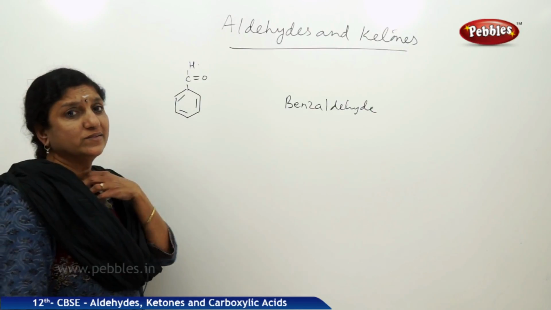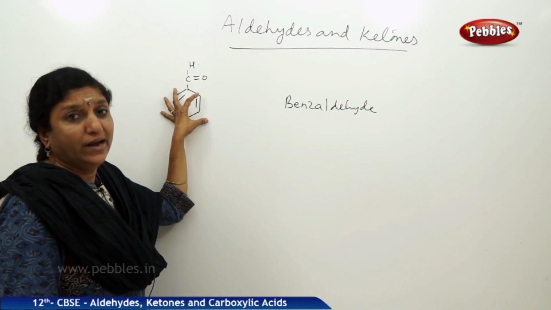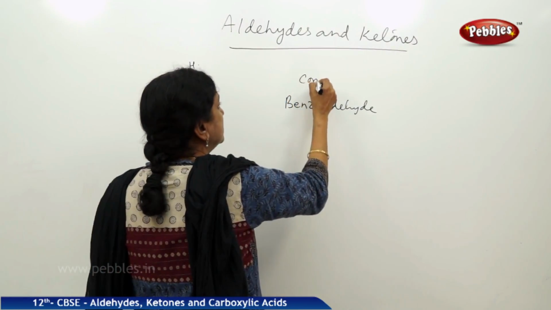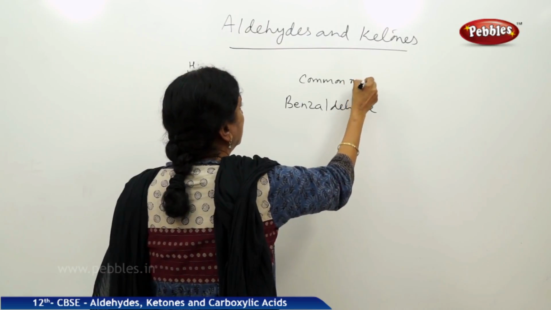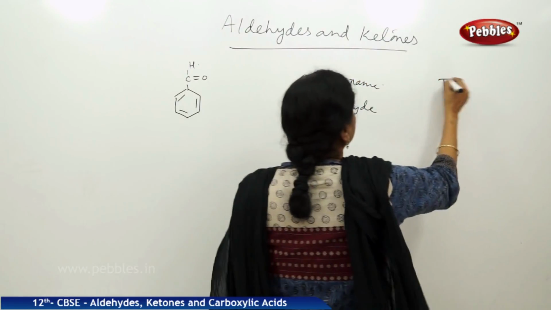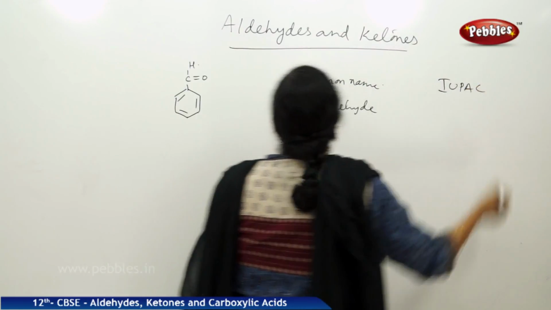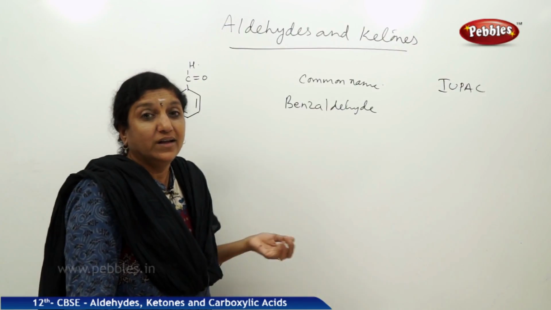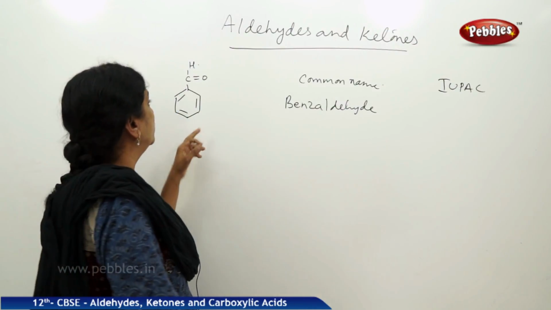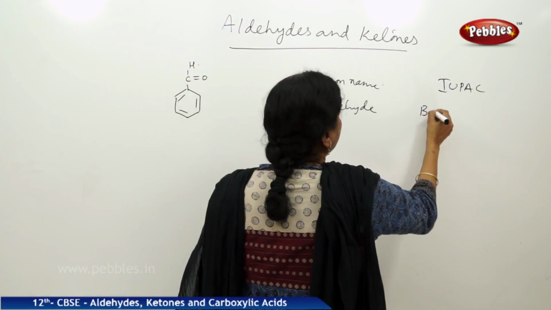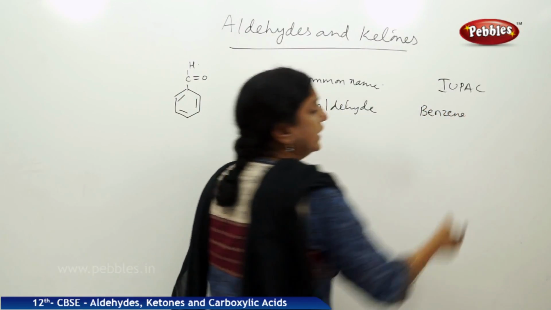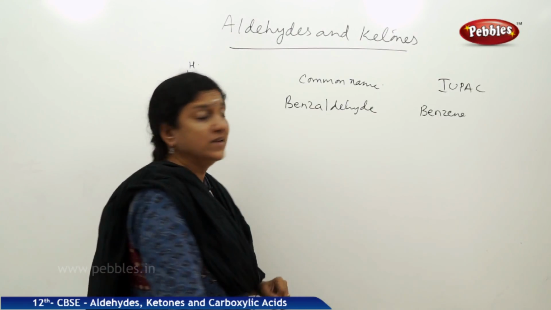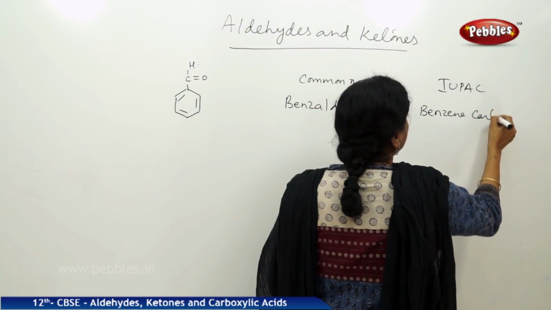Now in the IUPAC system, you have the name of the hydrocarbon followed by carbaldehyde. So this you can say is the common name of this particular compound. And in the IUPAC system, although very often it is called benzaldehyde in both the systems, the correct IUPAC name for this particular compound would be benzene carbaldehyde. So you take the full name of the parent hydrocarbon and attach the suffix carbaldehyde. So it is benzene carbaldehyde.